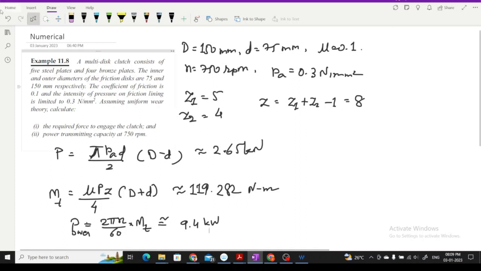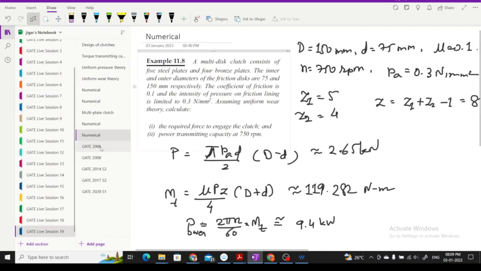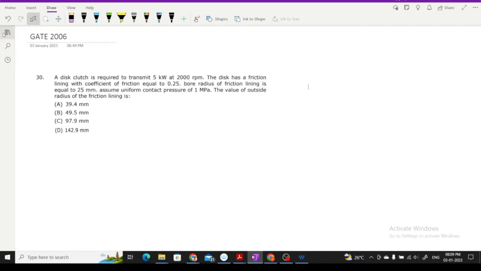Right? So now once you have all this idea with you, you can try this, which is from GATE 2006. A disc clutch is required to transmit 5 kilowatt at 2000 rpm. The disc has a friction lining with a coefficient of friction 0.25 and the inside radius of the friction lining is equal to 25 mm. Assume uniform contact pressure of 1 megapascal. The value of outside radius of the friction lining is? So I guess you can try this one.